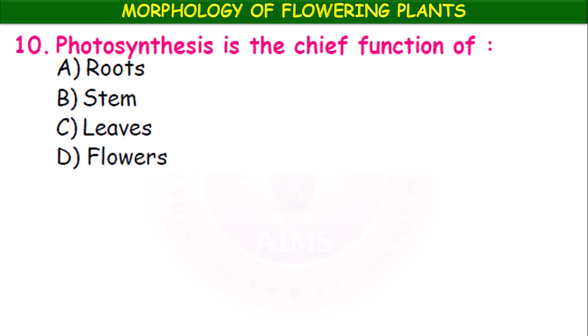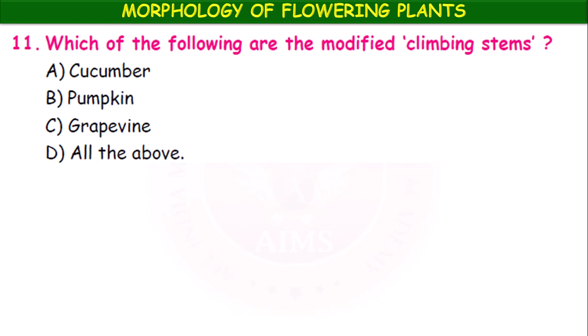Photosynthesis is the chief function of which part of the plant? Roots, stem, leaves, flowers. Leaves. That's why the leaf is called the food factory of the plant. Which of the following are the modified climbing stems? Cucumber, pumpkin, grapevine. All of them possess modified climbing stems.